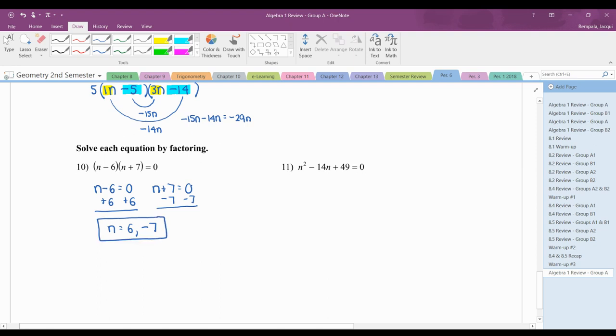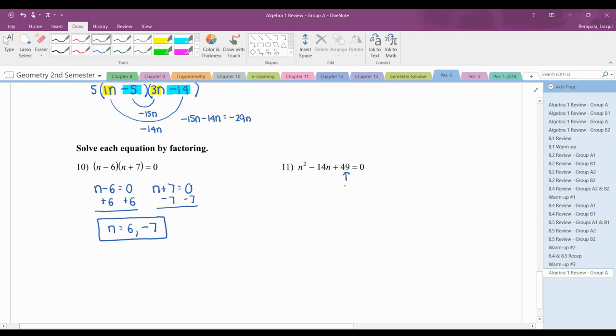When you're solving quadratics, or in this case, when you have n squared, x squared, if it's squared, then you're going to have two answers. Okay, notice that in number 11, it's not factored for us. But everything's moved over to one side, and it says equals 0, and that's what we want to see. Because I don't have a number in front of the n squared, it's just a 1, and I don't have a variable after the 49, there is no GCF.